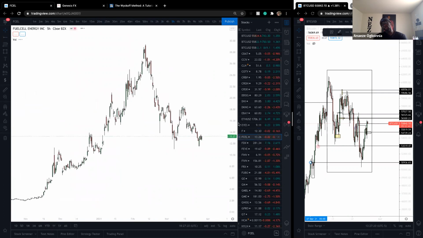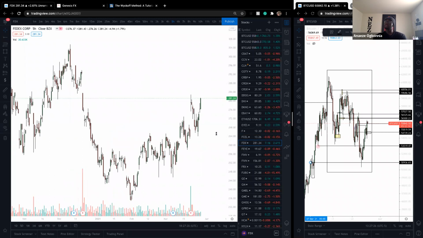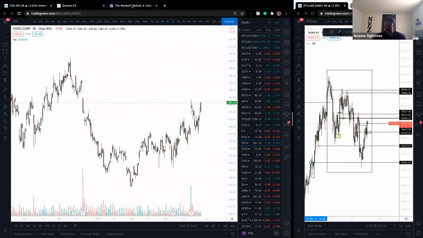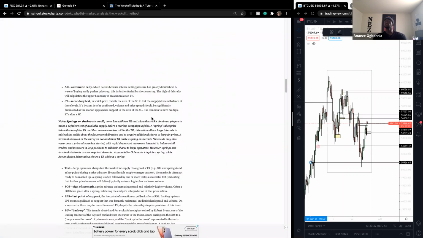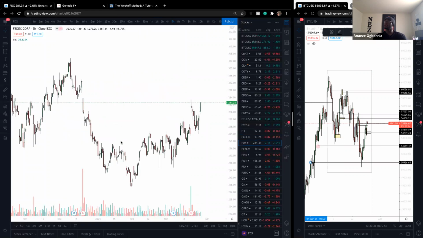FCL, I'm bearish. Yeah, I'm bearish on this. I'm just simply bearish. FedEx, bullish. Accumulation, great accumulation, matter of fact. Like I said, I think it's schematic number 1. Yeah, perfectly. We had a little test. Well, maybe that's a test.